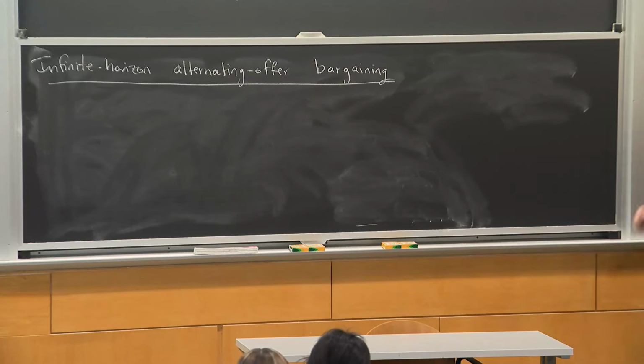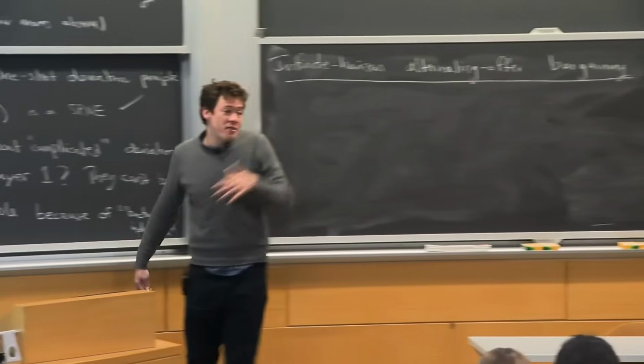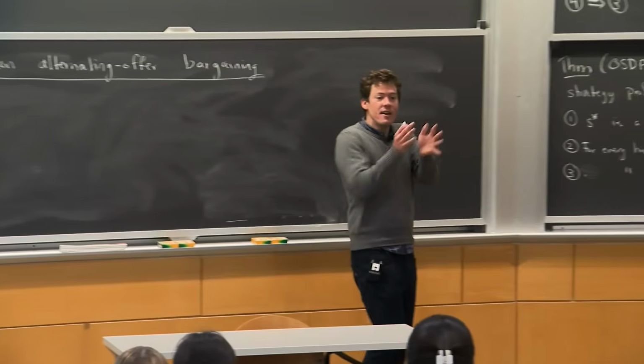You might see this if you're at a used car dealership. You might say, I'll pay $10,000 for the car. The dealer says, no, it's $15,000. You say, what about $12,000? He says, oh, what about $14,000? And you kind of converge.